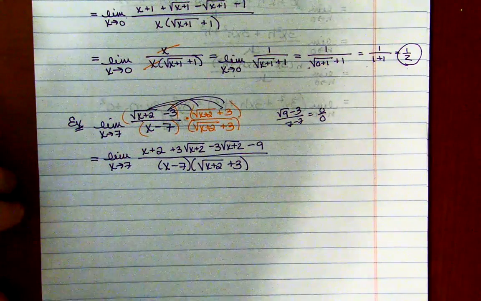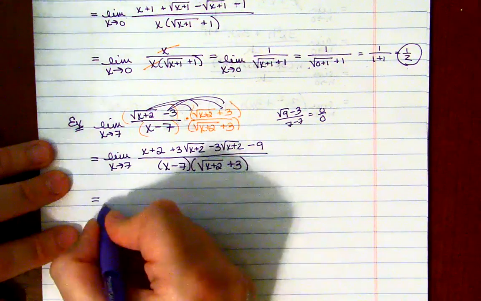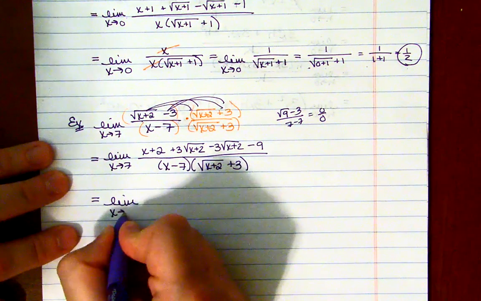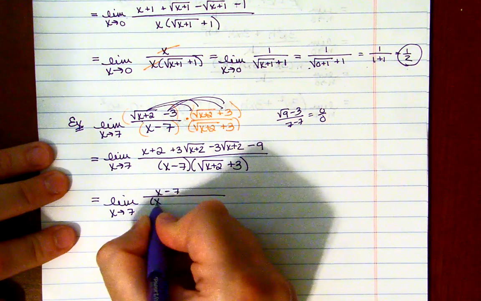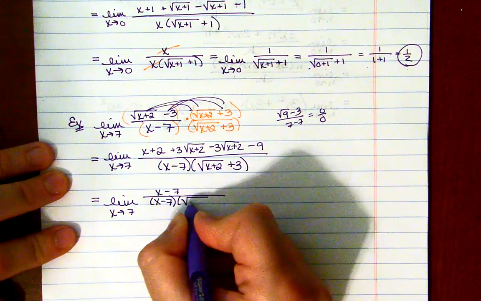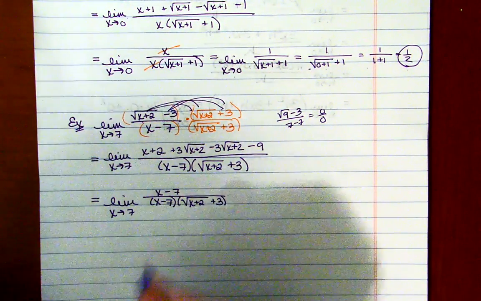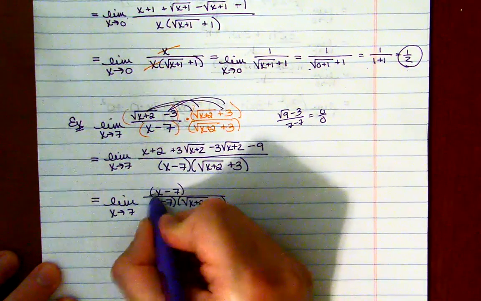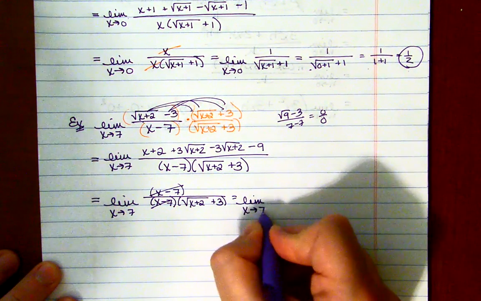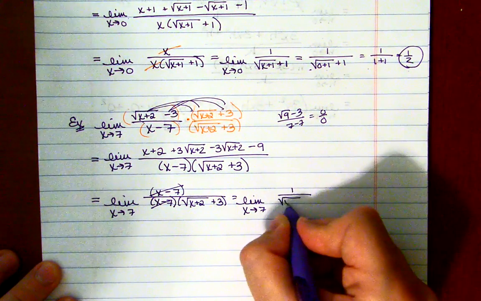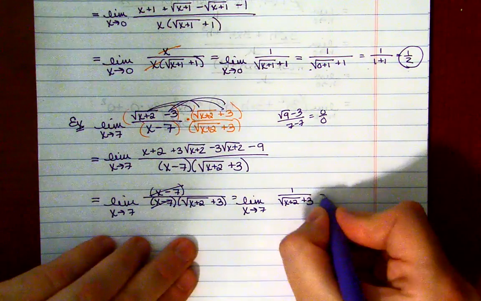I'm going to simplify the top, and even though it's ugly, those messy root pieces are going to cancel, so that's kind of nice. But the 2 and the minus 9 aren't going to cancel. I can combine those to get x minus 7 over x minus 7 times square root of x plus 2 plus 3. I now can cancel the x minus 7s. I'm going to get the limit as x approaches 7 of 1 over the square root of x plus 2 plus 3. I'm going to do some plugging in here.